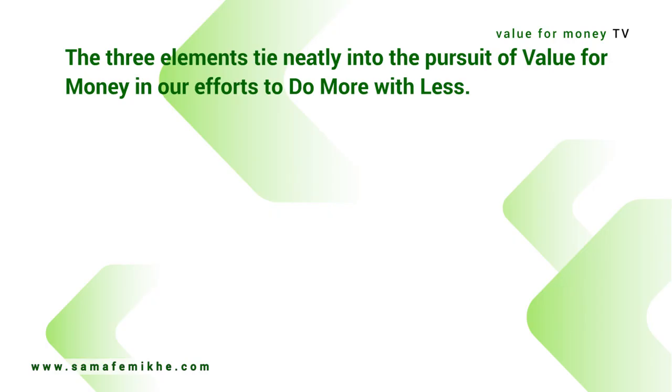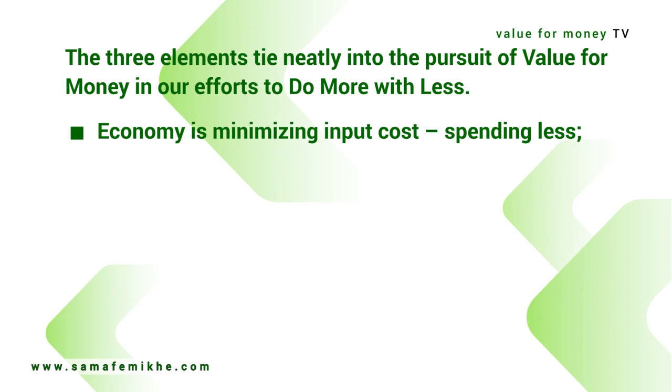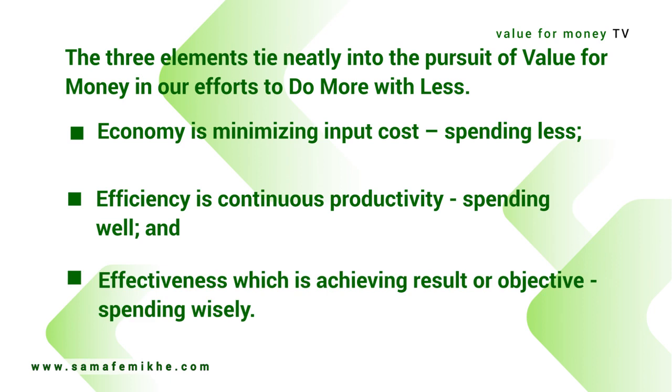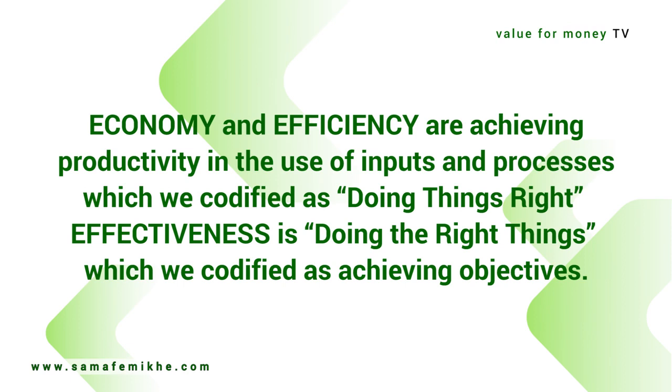The 3 elements tie neatly into the pursuit of value for money in our efforts to do more with less. Economy is minimizing input costs, which is spending less. Efficiency is continuous productivity, which is spending well. And effectiveness, which is achieving results and objectives, is spending wisely. Economy and efficiency are achieving productivity in the use of inputs and processes, which we codified as doing things right, whilst effectiveness is doing the right things, which we codified as achieving objectives.